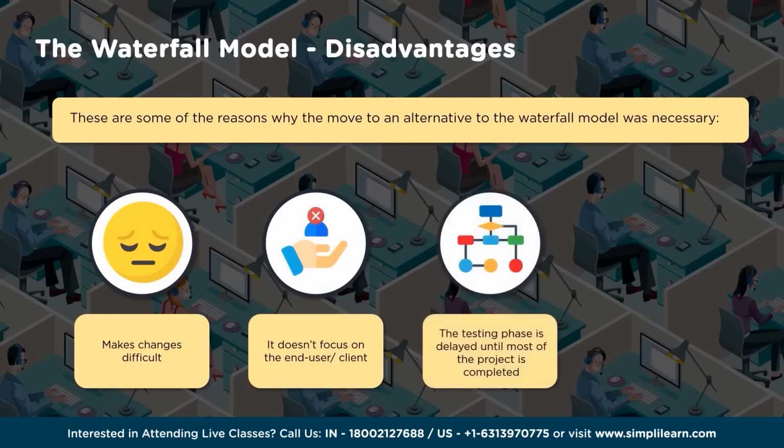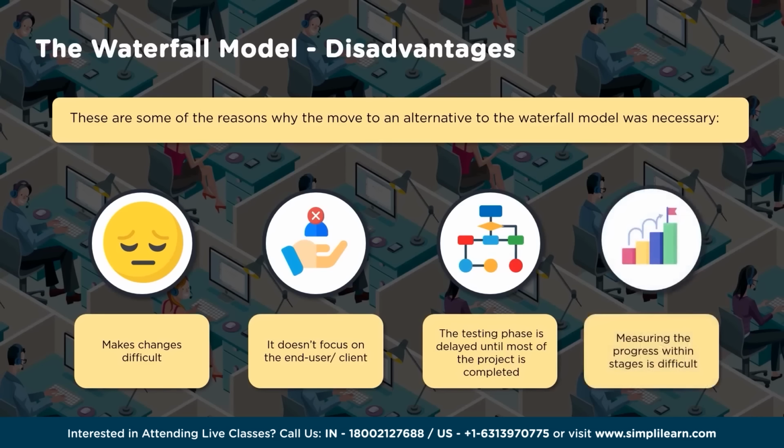The testing phase is delayed until most of the project is completed, because it has to follow step by step, wait for the things to complete and then testing happens. Then measuring the progress within the stages is difficult. Why is it difficult to measure the progress within the stages? Because the deliverables or the metrics defined to measure at a milestone and at the end of the phase are to understand whether everything is delivered as part of it.